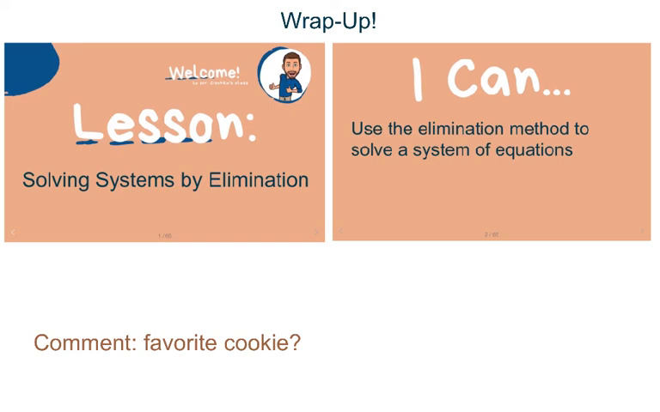Today, we learned all about solving systems of equations by the elimination method. Now, you should be able to use that method to solve a system of equations whenever the variables are lined up just right and a coefficient can cancel out with another coefficient, and you can solve it really, really quickly and easily.